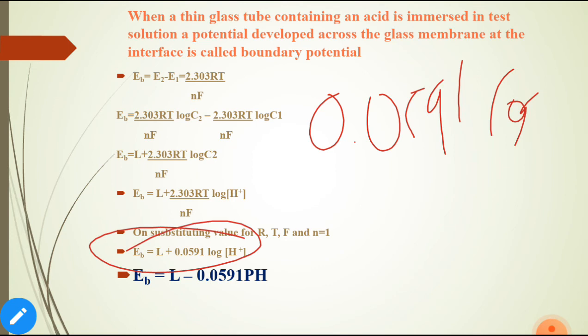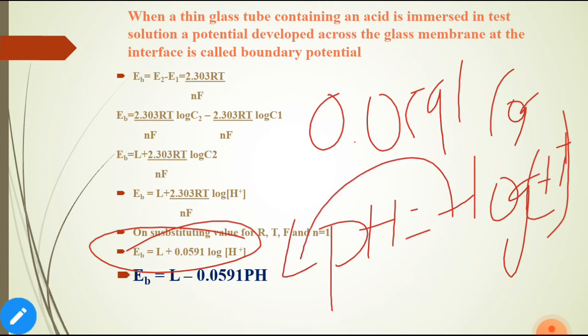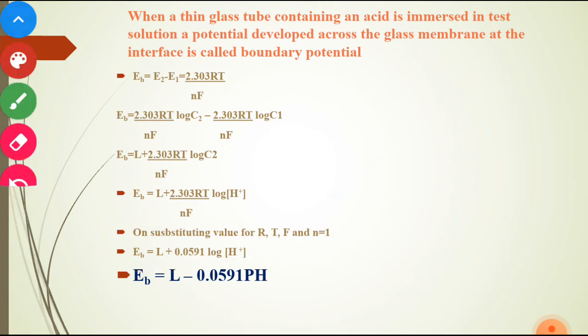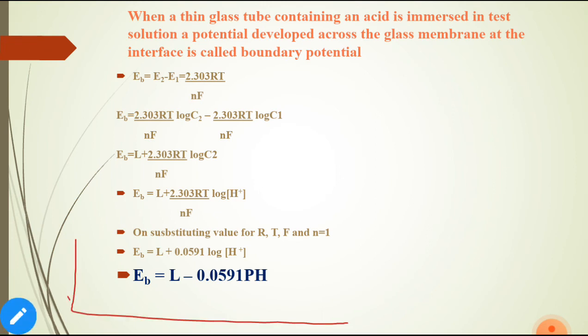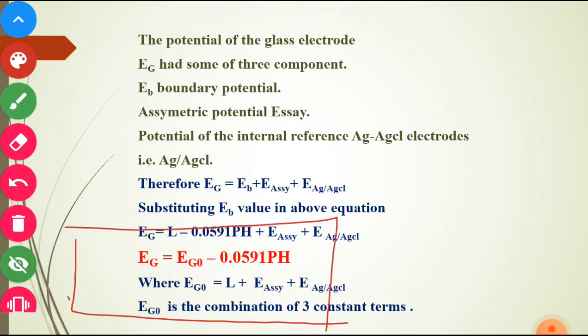We all know that pH equals the negative logarithm of the H plus ion. Now, since we want log of H plus, we have to take the minus to this side. We get the final equation, EB equals L minus 0.0591 pH. This is the boundary potential.